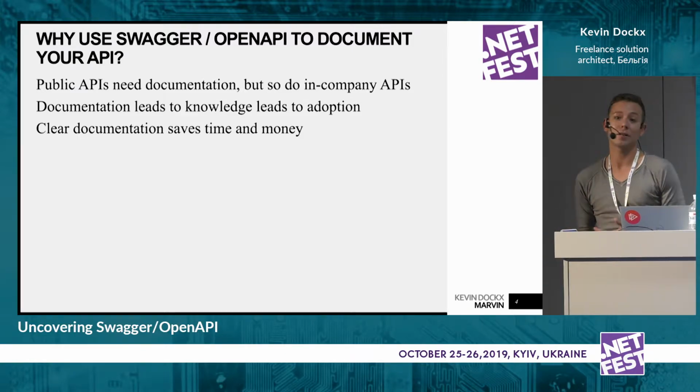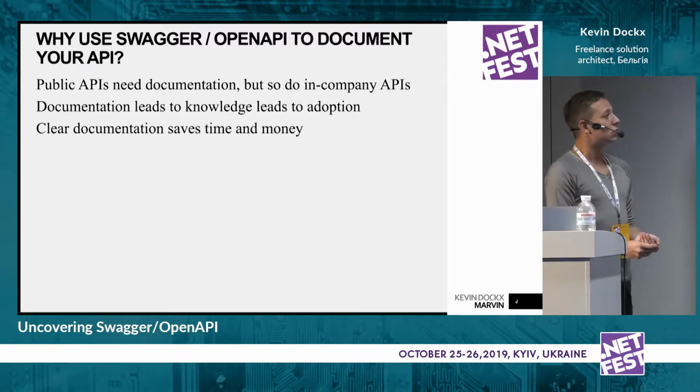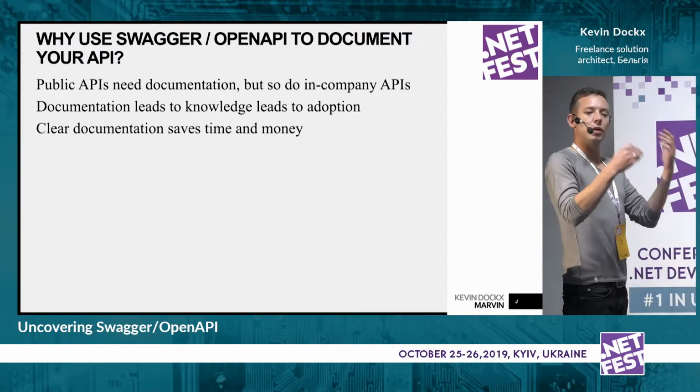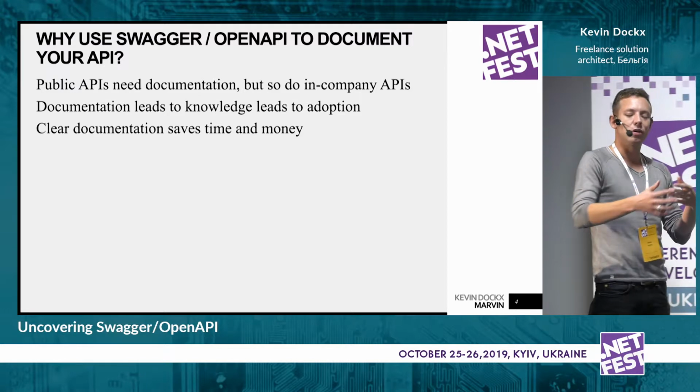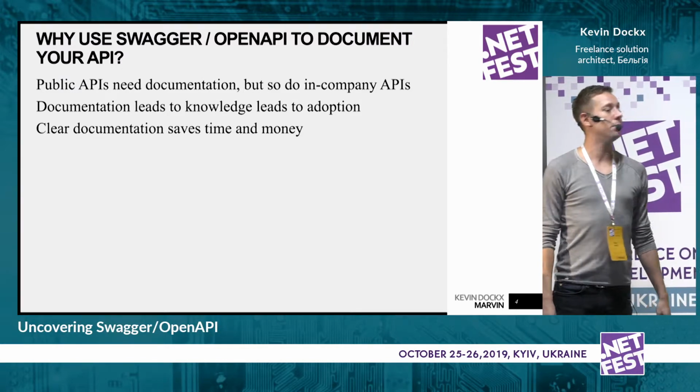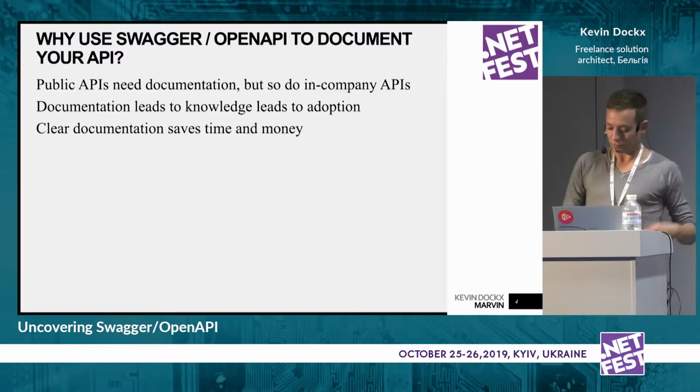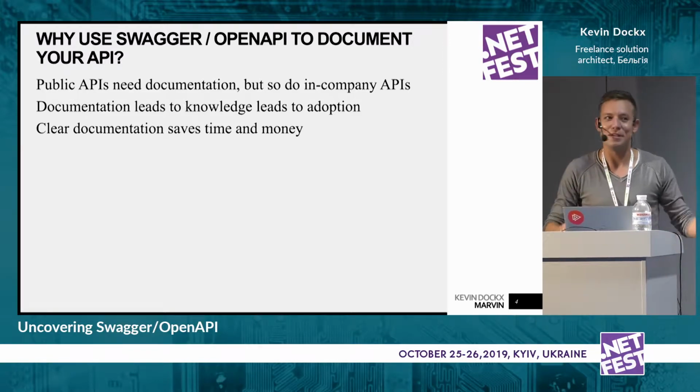Now, needless to say, that costs a lot of money to create, and if you have clear documentation and a place where you can let the other teams know, obviously, that the APIs exist, well, that will save time and money. So that's trying to sell OpenAPI or Swagger.